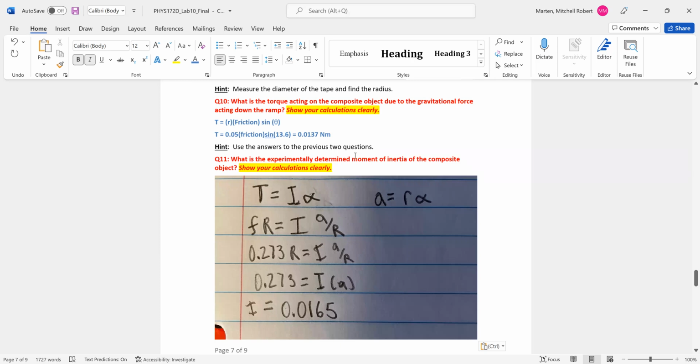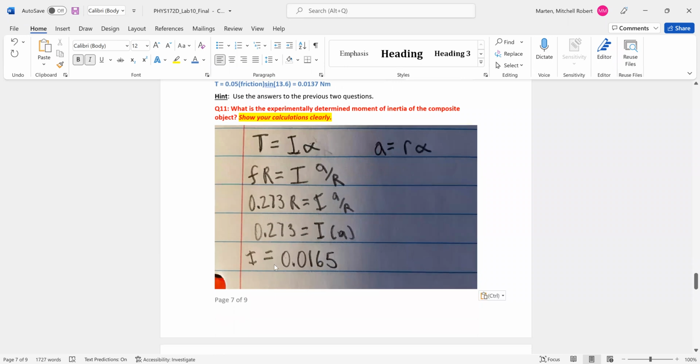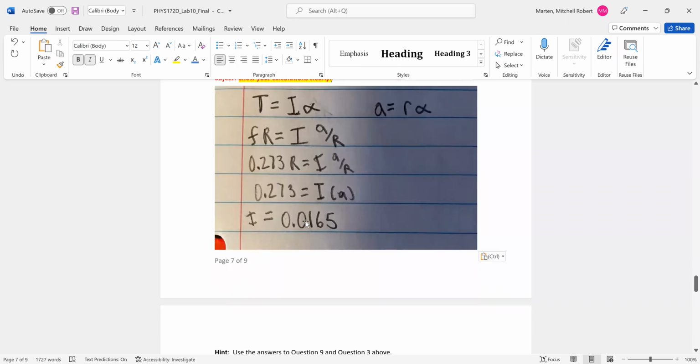So the experimentally determined moment of inertia. So I just set torque equal to I alpha. And we know that the acceleration is equal to R times alpha. And so we know that alpha is equal to a over R. And so we have our force times our radius is equal to I times acceleration over radius. Substitute in the values. And then I've experimentally determined the moment of inertia to be 0.0165.